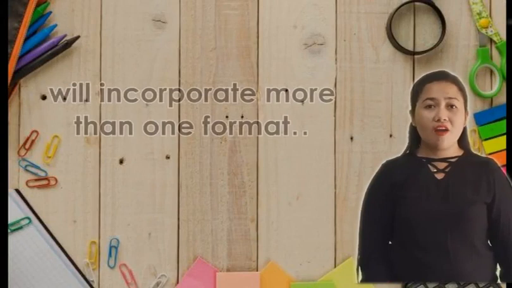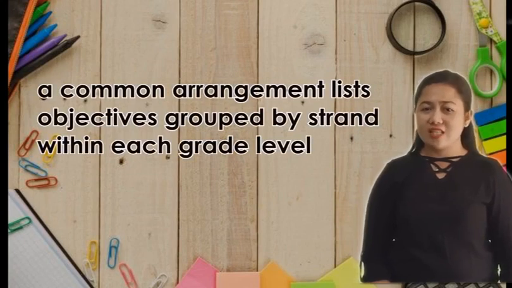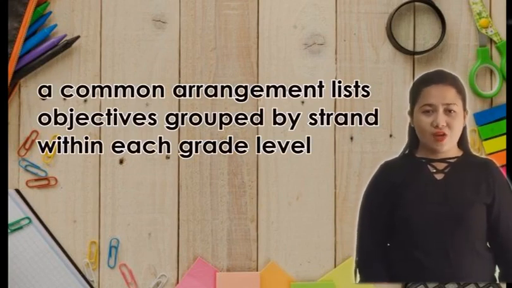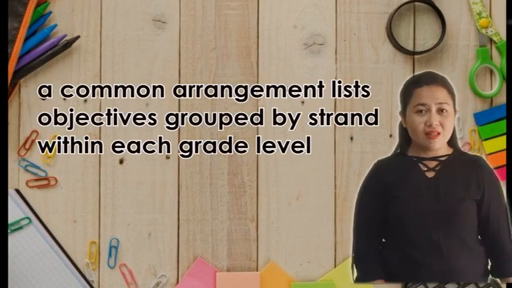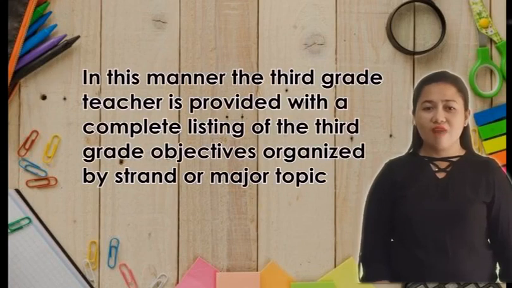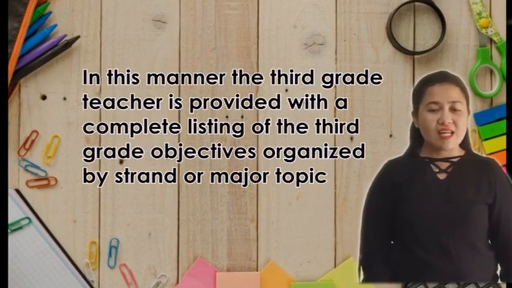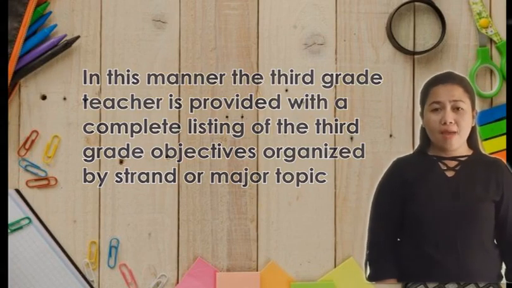Often, an effective guide will incorporate more than one format. For example, a common arrangement lists objectives grouped by strand within each grade level. In this manner, the third grade level is provided with a complete listing of the third grade objectives, organized by strand or major topic.